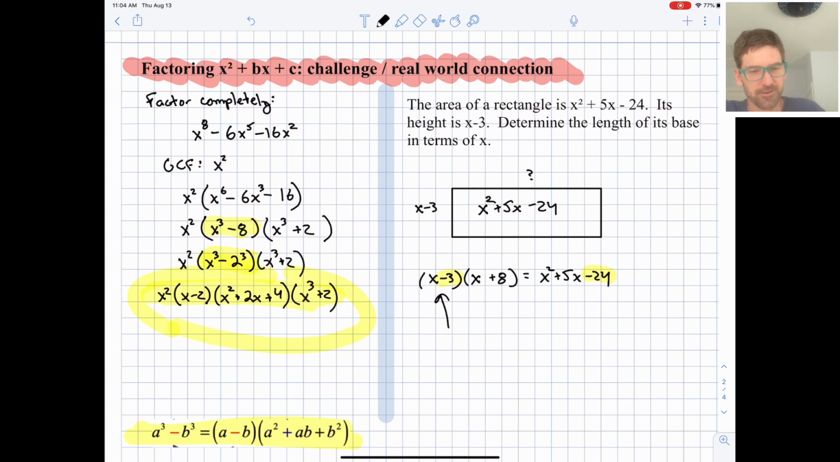So this is going to be my solution: x plus 8 is the length of this rectangle, because those two terms will FOIL together to get us the x squared plus 5x minus 24.